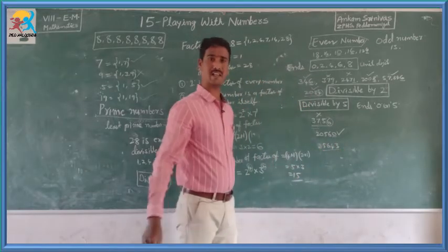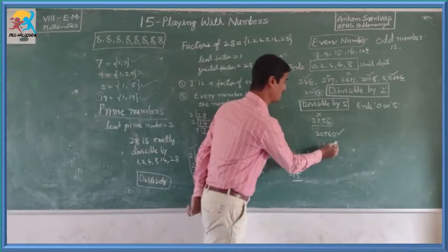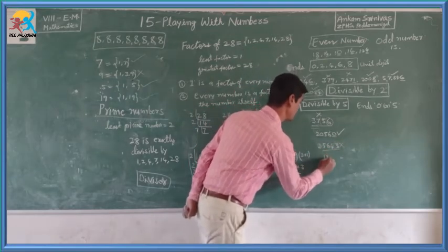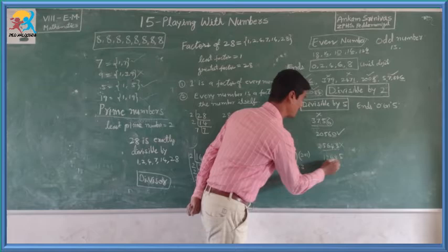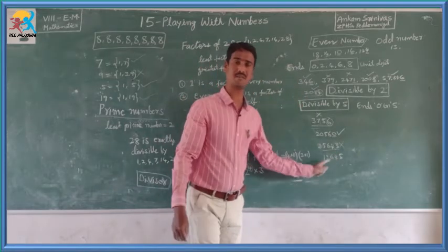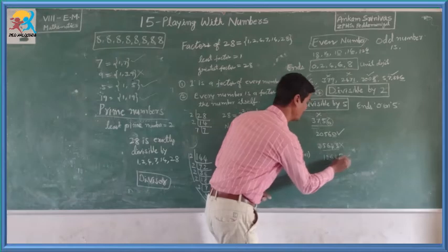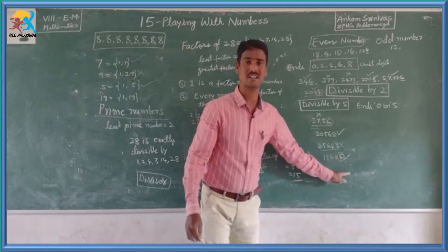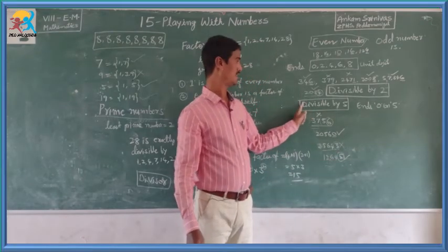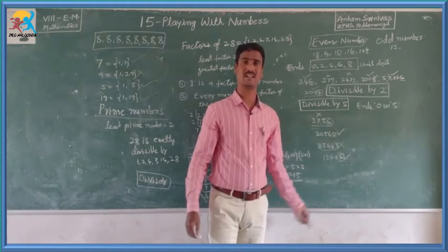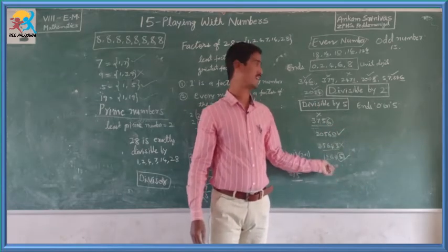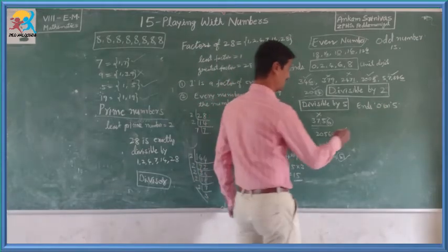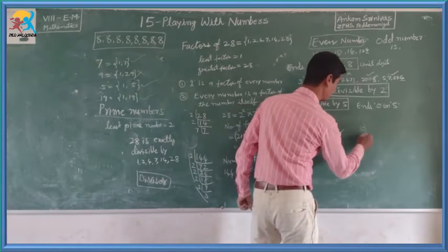Is it divisible by 5? No, because the unit digit is not 0, not 5. So not divisible by 5. What about this one? 12,645. Is it divisible by 5 or not? Yes, divisible by 5, because the unit digit is 5. This number ends with 5. So this is divisible by 5. Very easily you can identify which numbers are divisible by 5 or not by checking whether the unit digit is 0 or 5. Now let's do some more, divisibility by 10.